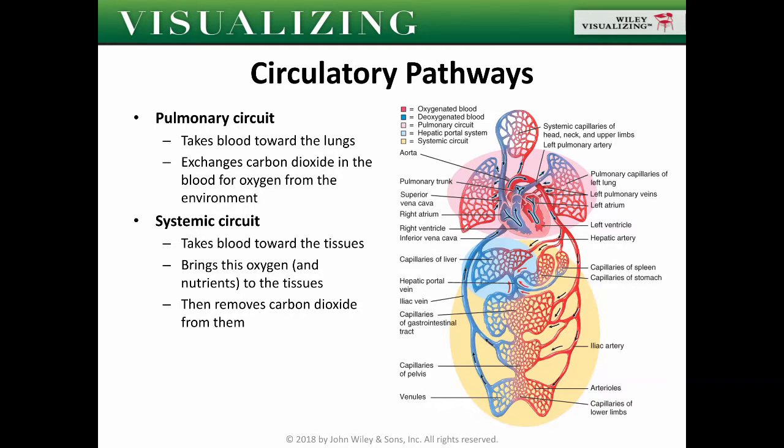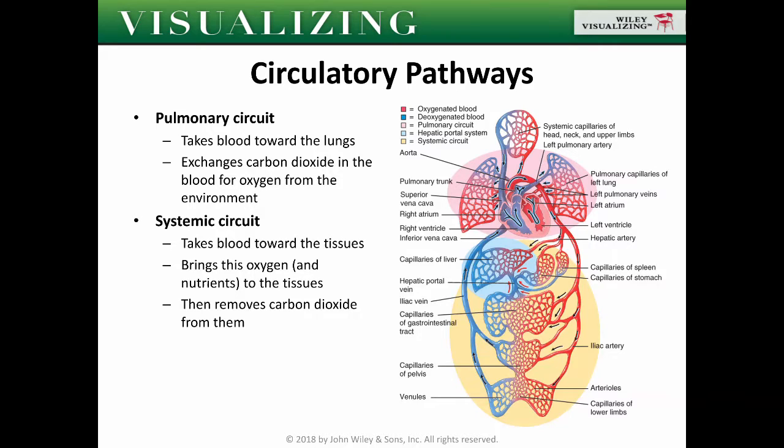So, we have the pulmonary circuit, which takes the blood towards the lungs. So, it involves the oxygen-poor blood being delivered to the lungs in order for it to be refueled, or basically for it to pick up oxygen and then go back to the heart. And then after that, we have the systemic circuit. The systemic circuit delivers the oxygen-rich blood from the heart to the rest of the body.